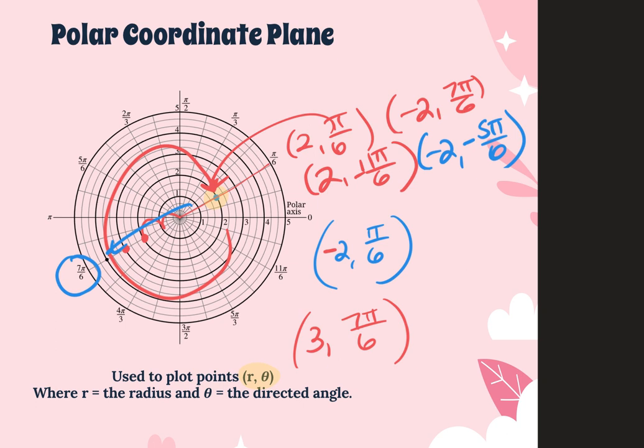You mostly would keep it between, they'll either say between negative 2 pi and positive 2 pi, or it will say between 0 and 2 pi. And you've got to make sure that your angles fall between there.